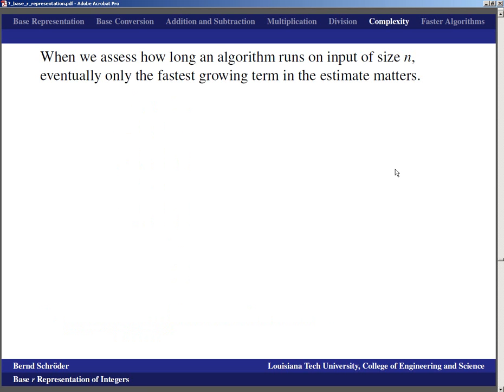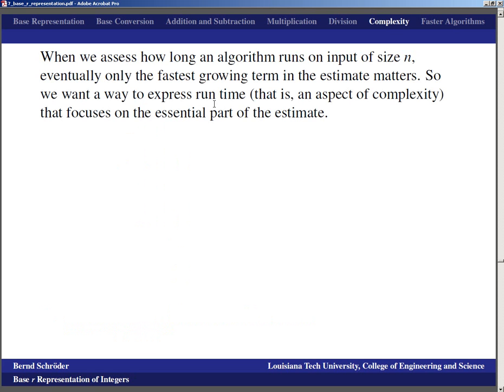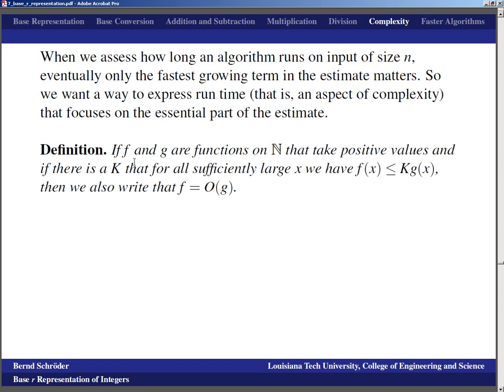Okay, now we're going to talk about complexity, and basically when we talk about how long an algorithm runs on input size n, eventually only the fastest growing term in the estimate matters. So we want to have a way to express runtime, which is of course a major aspect of complexity, that focuses on the essential part of the estimate. And to do that, we use what is called big O notation.